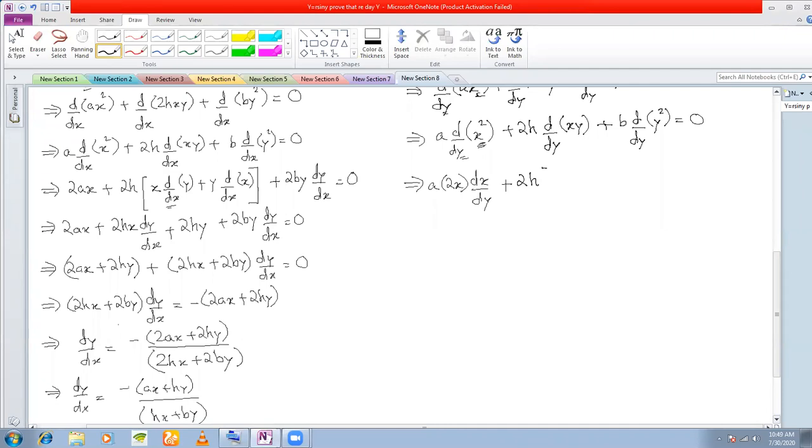Plus 2h, and then you differentiate this by UV rule. First is x d/dy of y plus y d/dy of x.